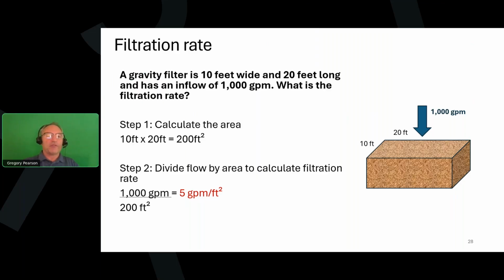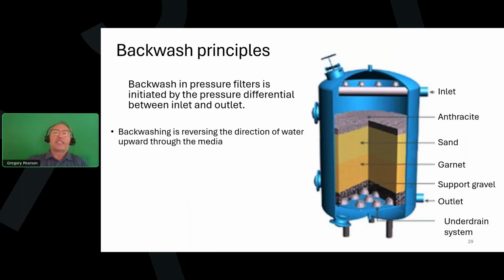1,000 gallons per minute divided by 200 square feet gives us a filtration rate of 5 gallons a minute per square foot. And backwash principles for pressure filters are the same, with the same layers in this pressure filter, but usually we'll look at the differential in the pressure, the incoming pressure compared to the outlet pressure. And if that gets up to a certain difference, like say the differential is 10 PSI, we'll either have an automatic or a manual backwash.